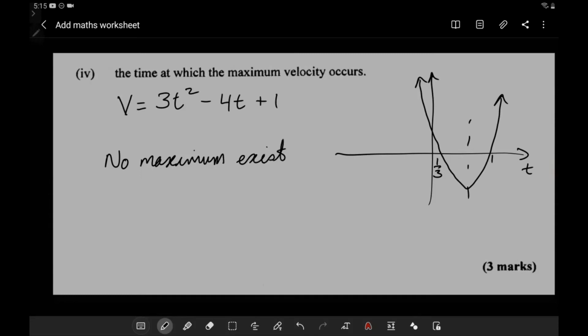If you want, you could check. If you find the derivative of v, set it equal to 0, that's how we usually maximize something. You would realize that what you get is a local minimum, not a maximum. So that's the answer for part 4.